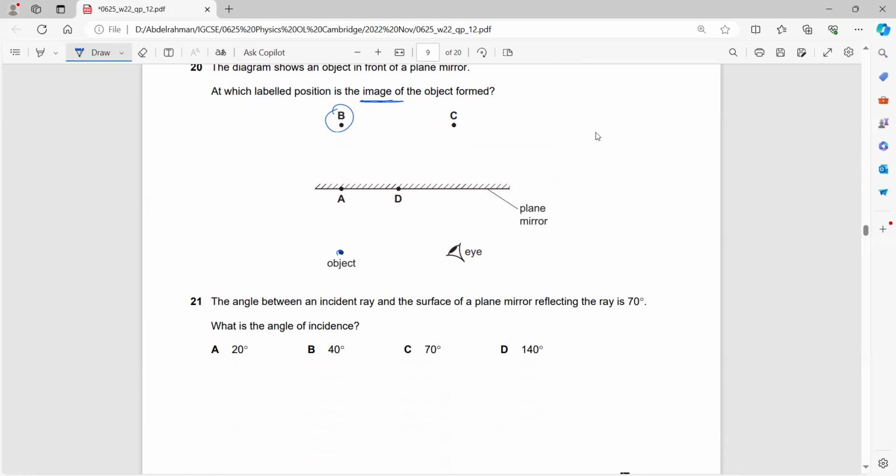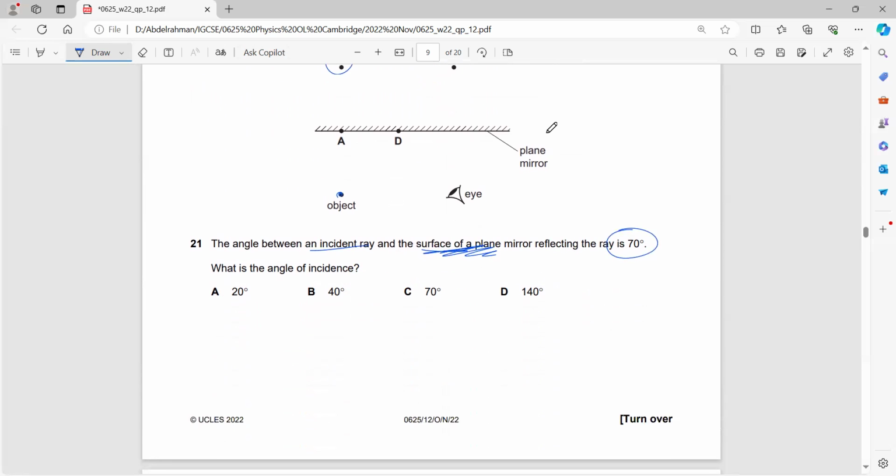What's the angle of incidence? The angle between an incident ray and the surface of a plane mirror is 70 degrees. If this is the mirror, for example, the angle between the incident ray and the mirror is 70. So the angle of incidence, which is between the ray and the normal, would be 20. How did I calculate 20? 90 minus 70, which is 20. This is the angle of incidence.